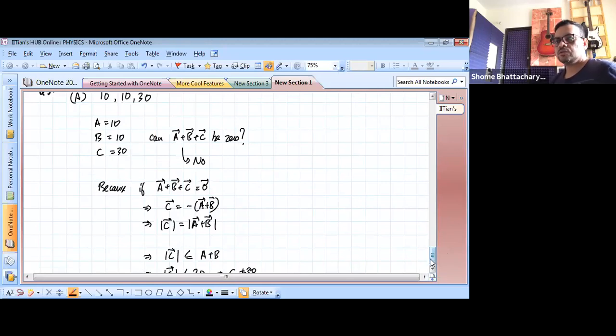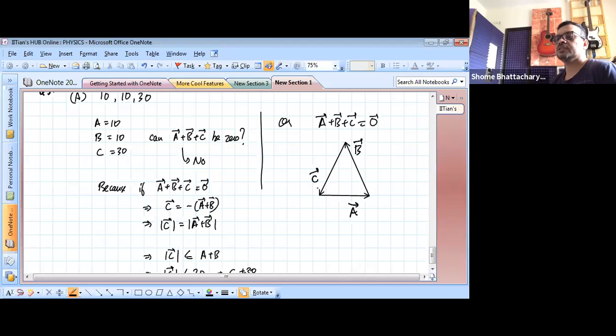Or you can also understand this geometrically. Or you can understand it this way, that if A plus B plus C is 0, then they should form a closed triangle. There must be something like this. Because C should be the negative of A plus B. So this is A and this is B. The vector C should be opposite of the vector A plus B, which would be this one. So in any triangle, C is less than A plus B.